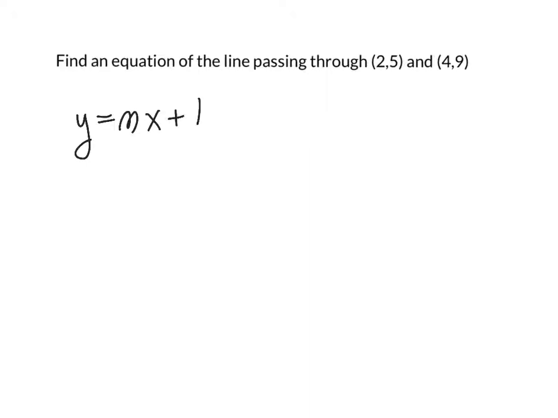So since we're talking about slope-intercept form, I'm going to write this down, y equals mx plus b, and what this tells me is I need 2 pieces of information. I need to know what my slope is. So the first thing I need to do is find my slope, which is my m, and then the second thing I need to do is find my y-intercept, which is b.